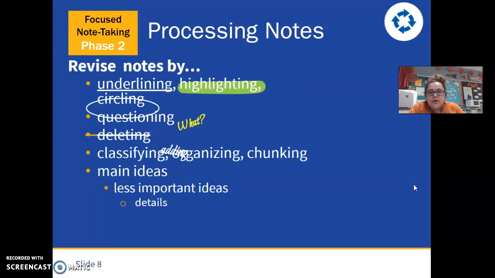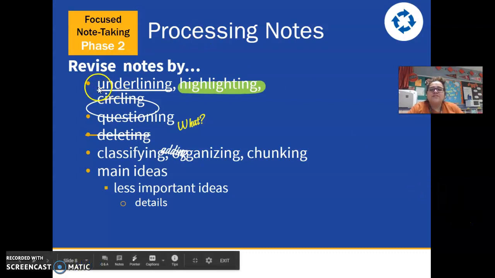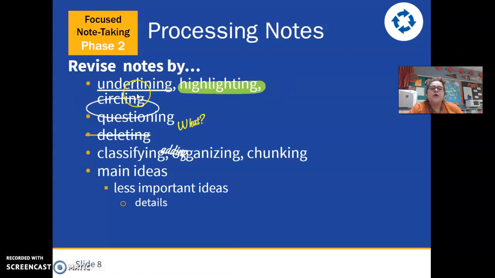So when we go through our notes, this is what we mean by revising. We want to underline, highlight, circle things that are important, that need to stand out, that we need to remember. We need to question, well, what was the purpose of this? Why did this happen? Why did he go from this place to this place during this war?